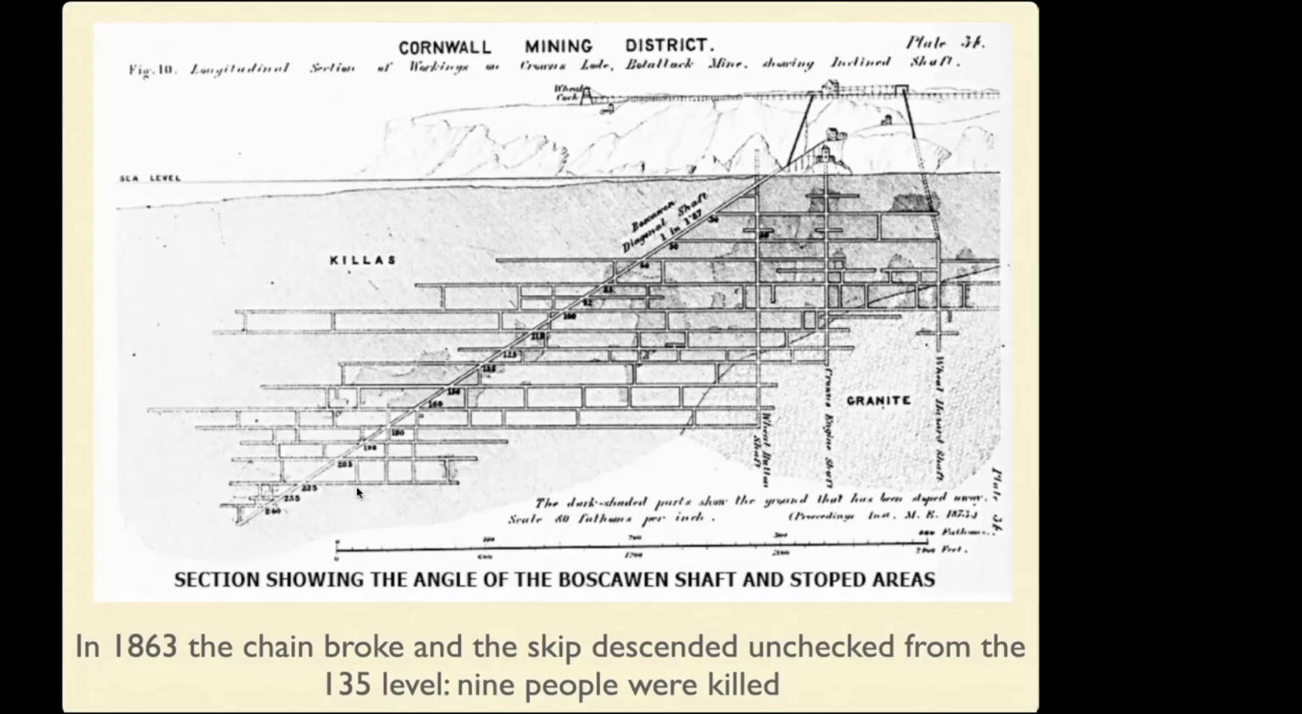But famously, in 1863, the chain broke. The skip was about here at the time, and it went all the way down to the bottom. The chain had broken somewhere up here, so it went down to the bottom, followed by several tons of chain. Everybody was indeed killed, 9 people. But the dark patches, which you only just see in this diagram, is basically where the ore was won from within the plane of this thing. But there were lots of these parallel galleries.